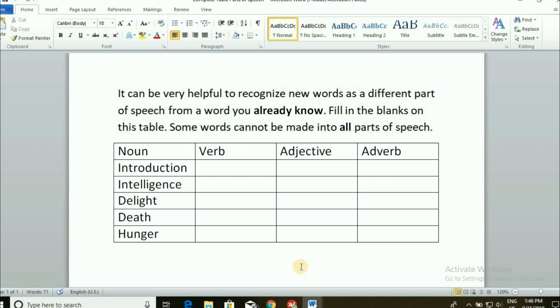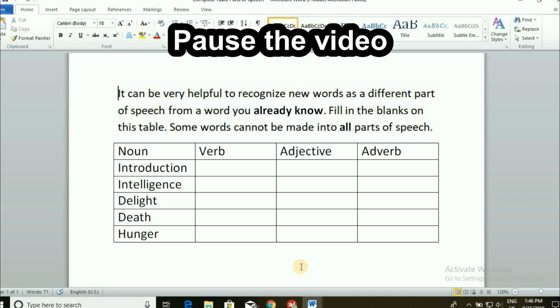However, not all nouns, of course, can be changed into verbs, adjectives, and adverbs. Why don't you pause the video for a few minutes and try to fill in this table. There are some words which cannot be changed into all parts of speech, so there will be 3 blank spaces remaining.